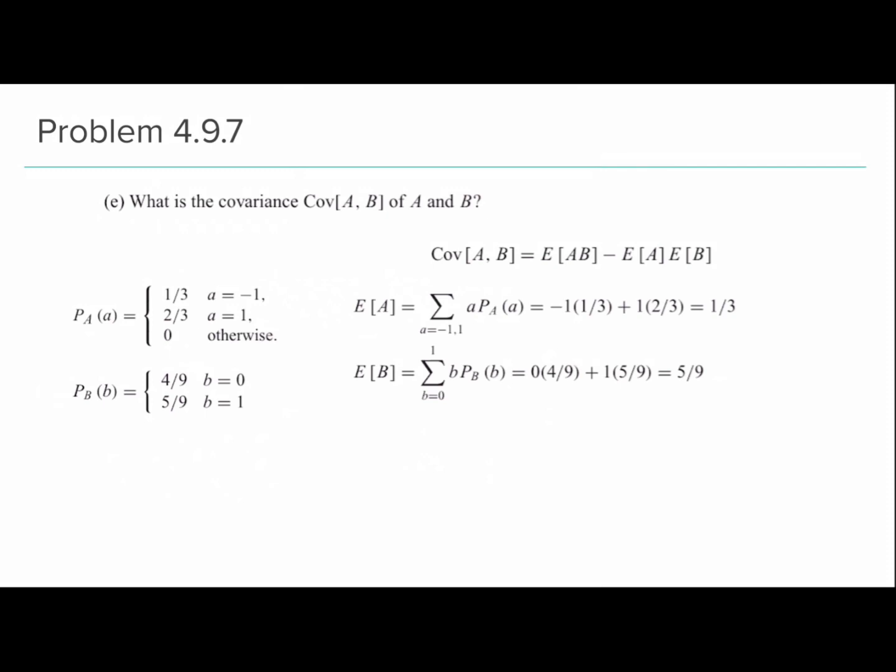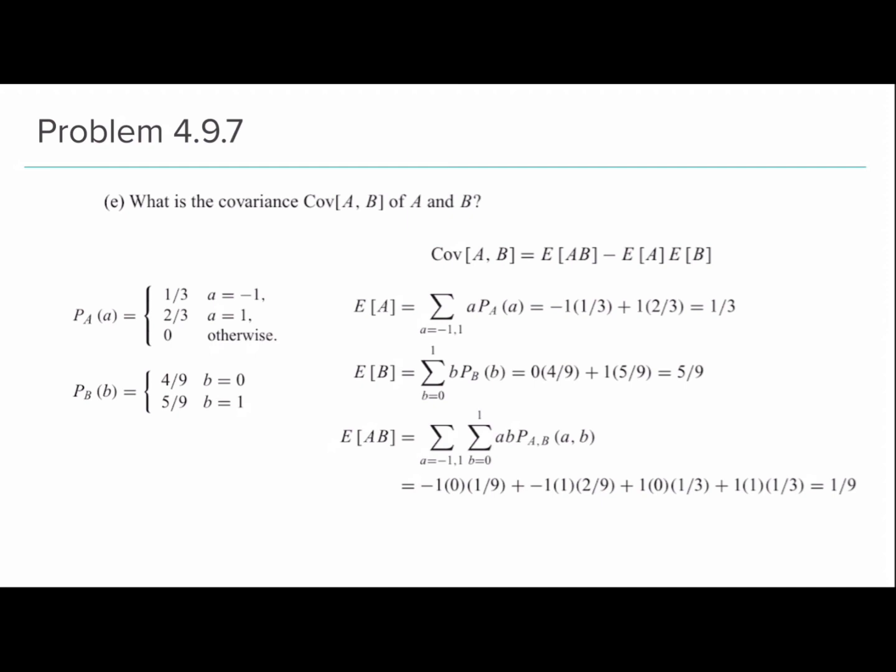So the expected value of A will be essentially A into PA of A, which is minus 1 into 1 by 3 plus 1 into 2 by 3, which comes out to be 1 by 3. And the expected value of B will be B into PB of B for all values of B, which is essentially 0 into 4 by 9 plus 1 into 5 by 9, which totals 5 by 9.